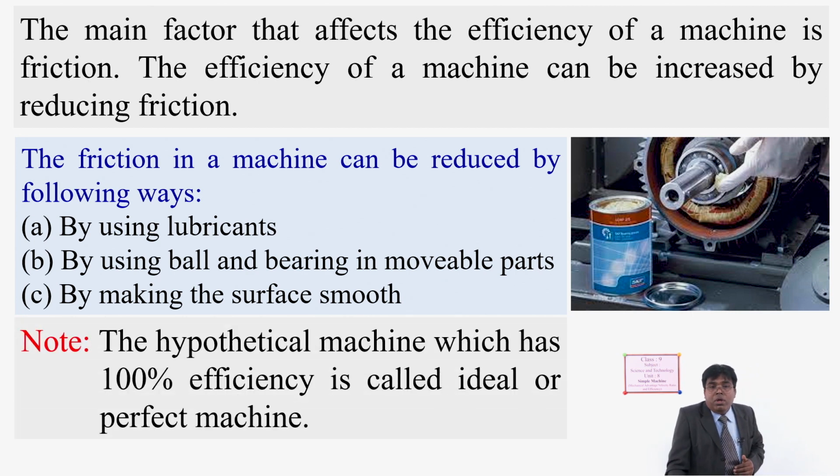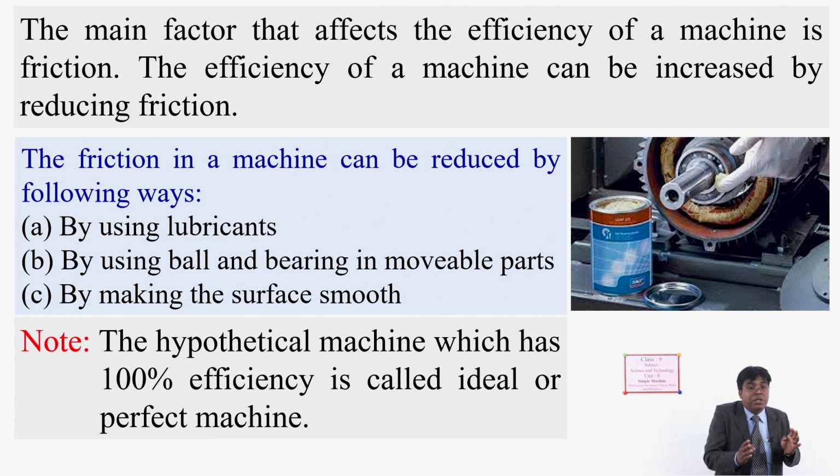Though there is no existence of any perfect or ideal machine till now, we don't know about the future. Till date there is no perfect or ideal machine. What is the ideal machine? Yes, the machine which has 100% efficiency. Till date there is no machine that has efficiency 100%.